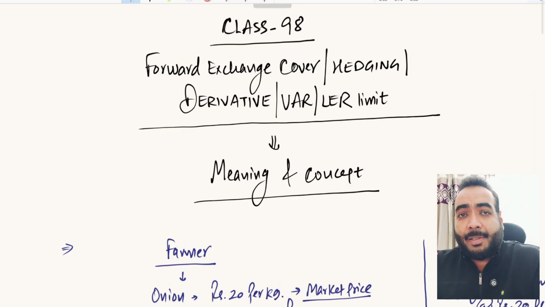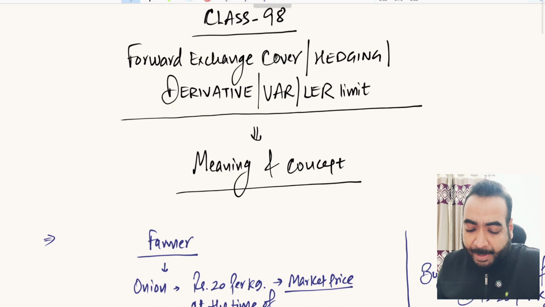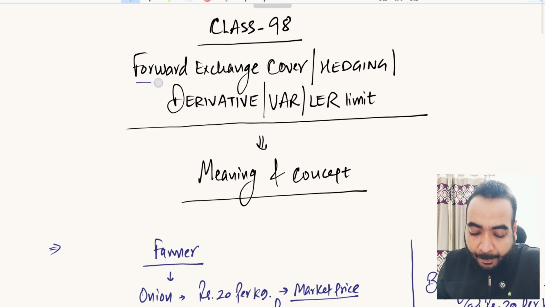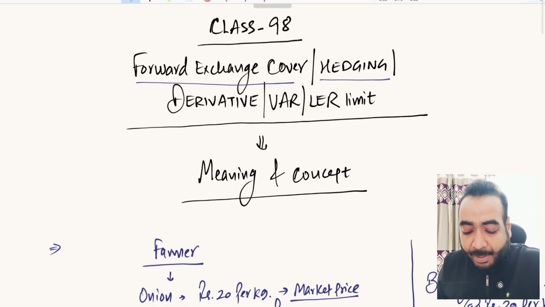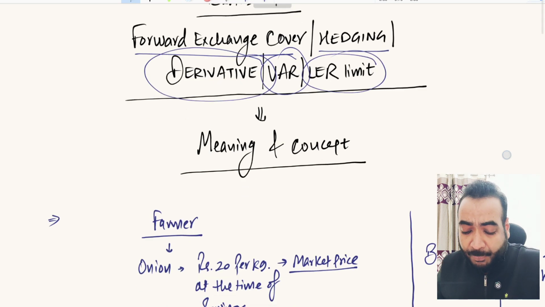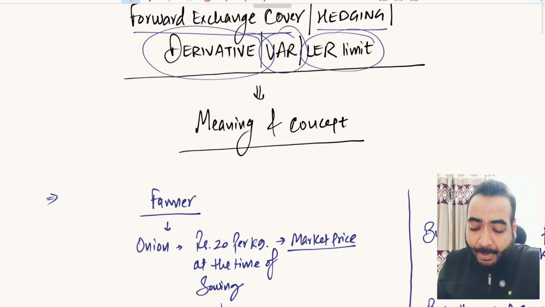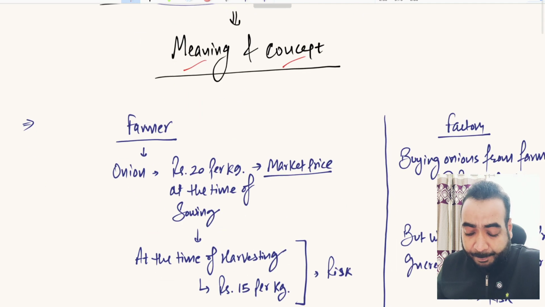Welcome back friends to class number 98. Through this video we will understand the concept of forward cover, forward hedging. Many terms are used for this. We call it forward exchange cover, hedging, derivative product. Some banks call it war limit, earlier limit also. So let us understand the meaning and concept behind that forward cover exposure first.